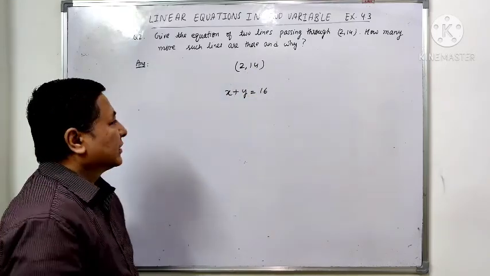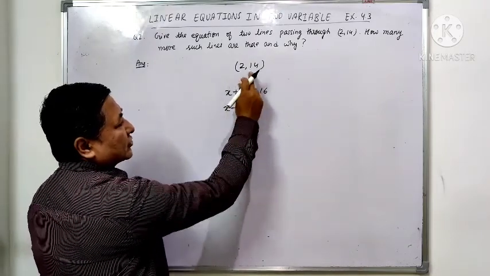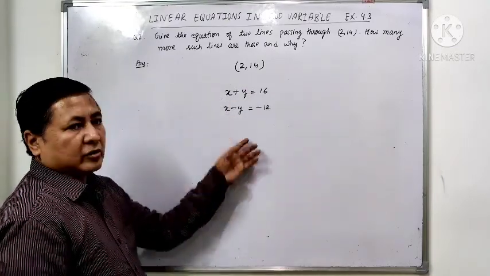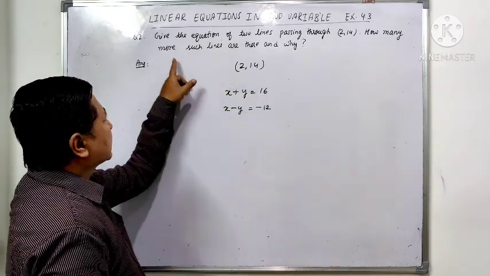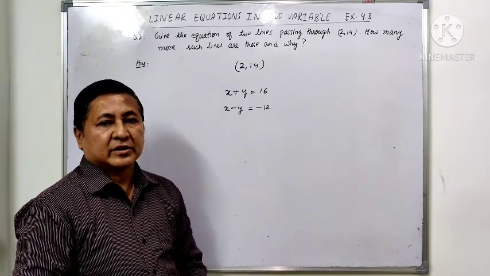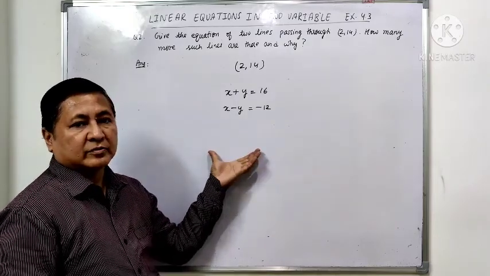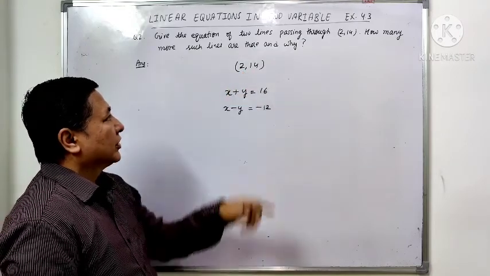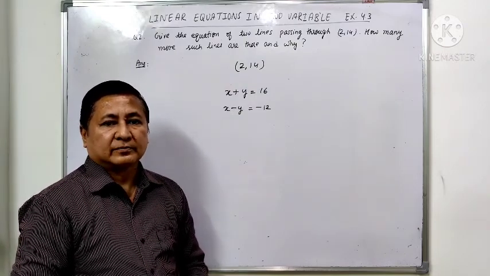Now let us take another equation. If I subtract them, so x minus y, so 2 minus 14, that will become minus 12. So these are the two lines, equations of the line passing through the point 2 comma 14. Now another question is asked, how many more such lines are there? There are infinite number of lines. The reason is we can have infinite number of lines passing through a point. So in this question, the point 2 comma 14, we can have infinite number of lines passing through it.